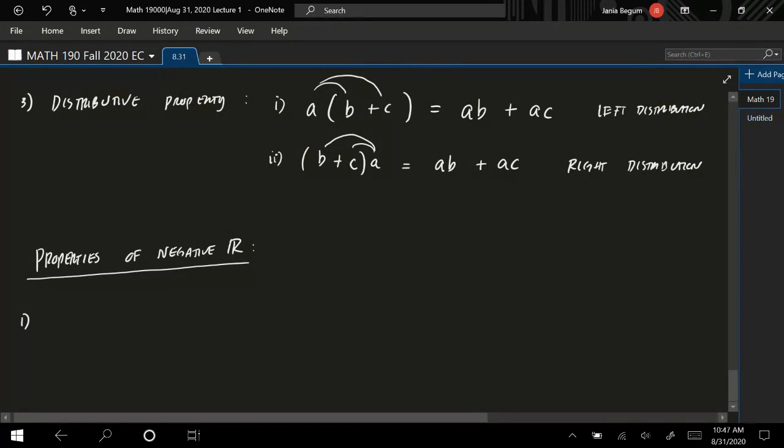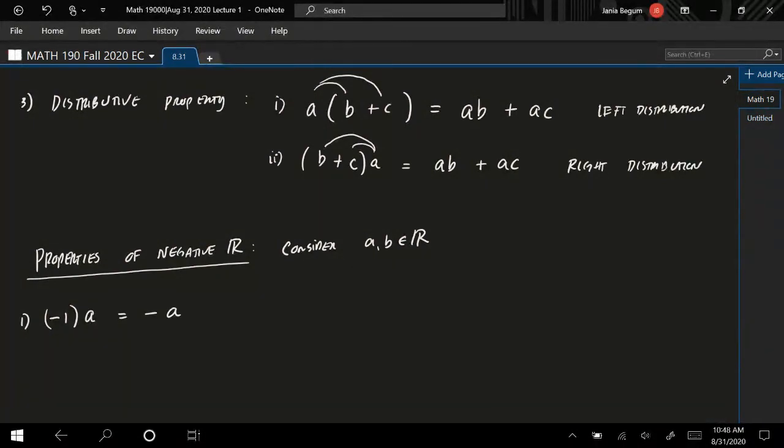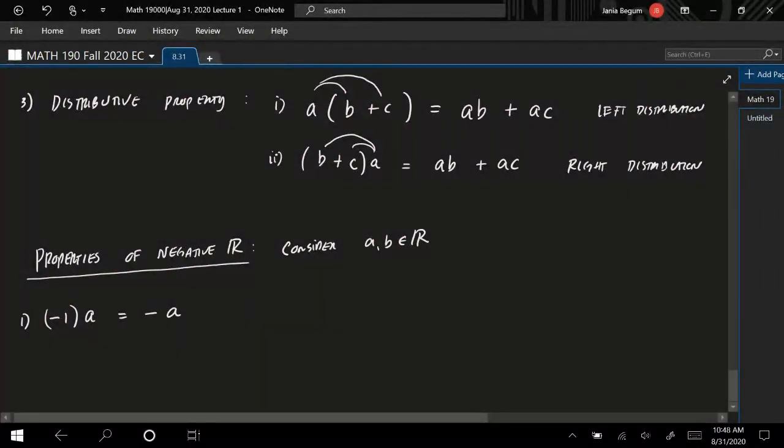So the first property that I'm going to state for you is if you have negative 1 times a number a. Again, consider a, b are any real numbers, okay? So if I have negative 1 times a, well, that just means this is negative a, right? Negative 1, you can kind of ignore the 1. 1 is always invisible, so we just write negative a. The second property of negatives we have is if you have negative times negative a. Do you guys know what this is?